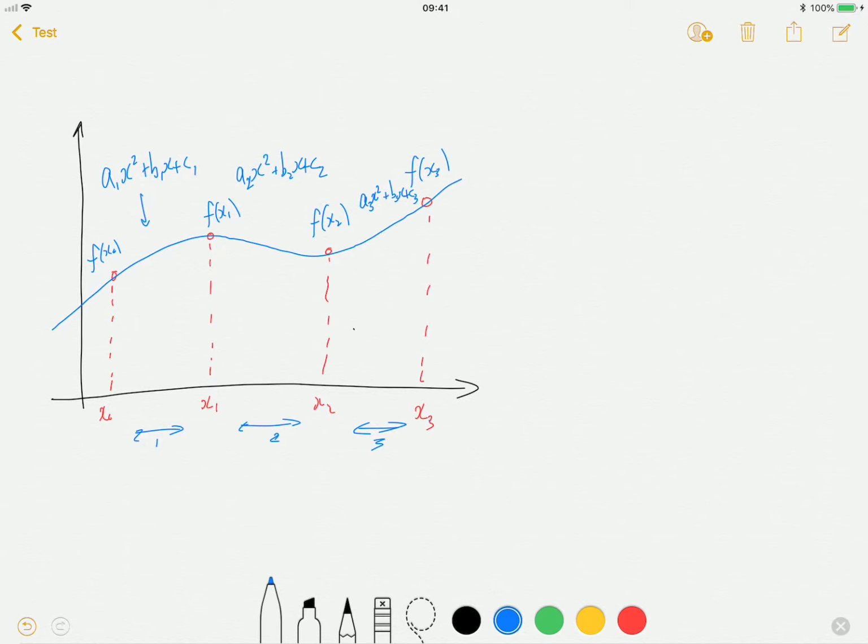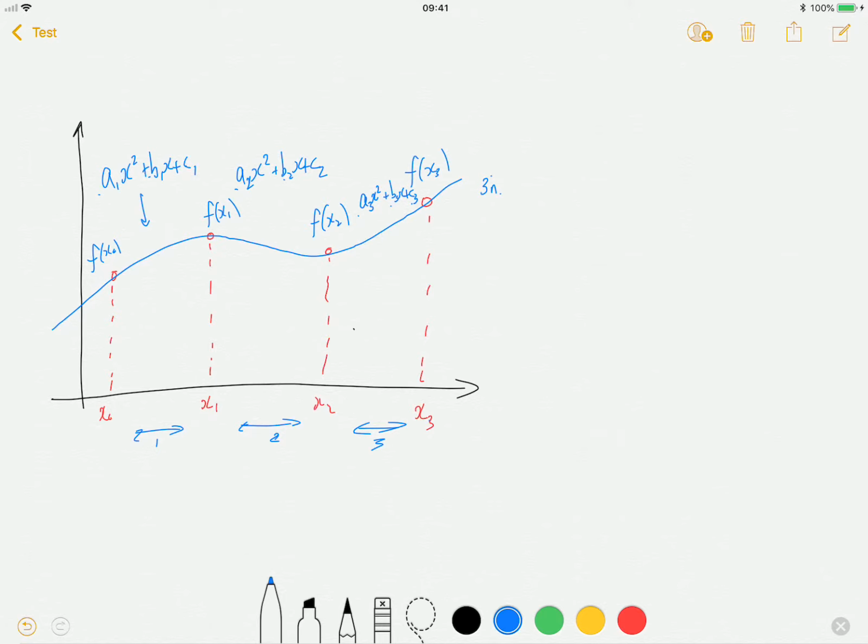Okay, so we have 3 times n unknown constants. Let's count those out. We have 1, 2, 3, 4, 5, 6, 7, 8, 9. We have 3 intervals, and 3 times 3 is 9. So we have 9 unknowns. Therefore we need 3 times n equations or conditions. In this case, we would need 9.